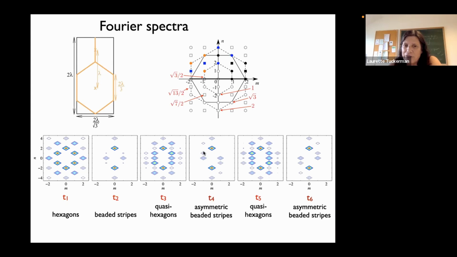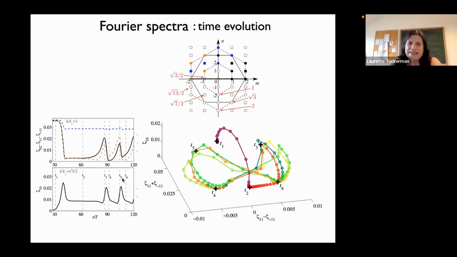You see that you have this, and you did not have those before. Then you go to the other kind of quasi-hexagons, and you see that now, instead of these being the strong ones, these are the strong ones, and the other kind of asymmetric beaded stripes. And again, you have not these, but these. So we're going to put all these together to make a phase picture like this.